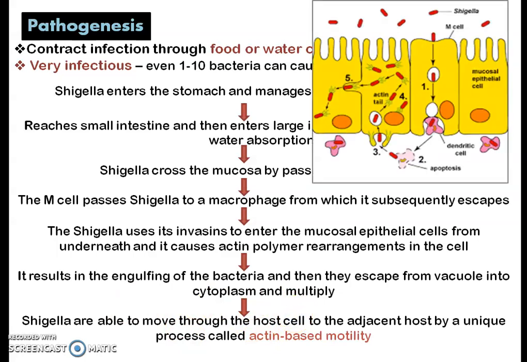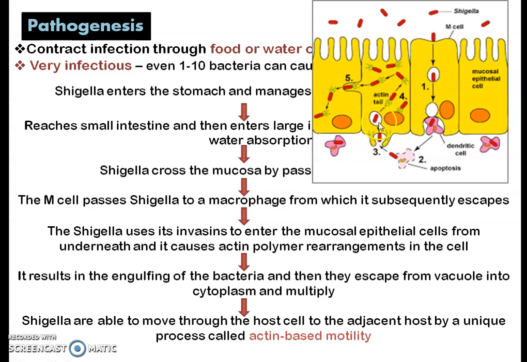This is the figure showing the movement of Shigella. Shigella first enters the intestine, passes the mucosa and then enters the M cells, and they are presented to the macrophages and they escape by apoptosis, and then the Shigella uses its invasins to enter into the mucosal epithelial cells from underneath, and it causes the actin polymer rearrangements in the cell.